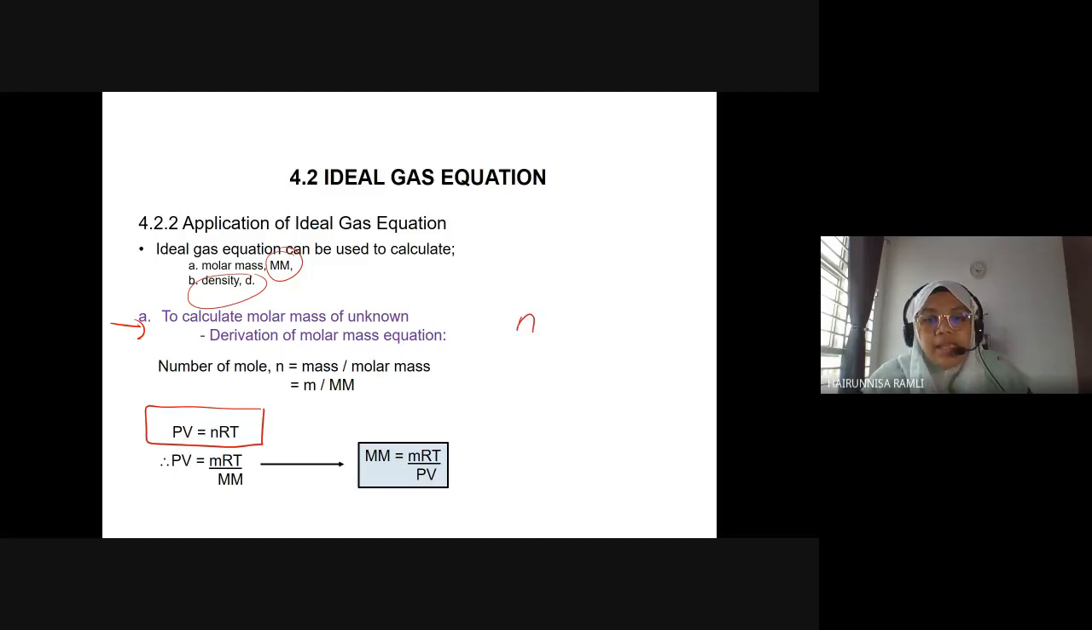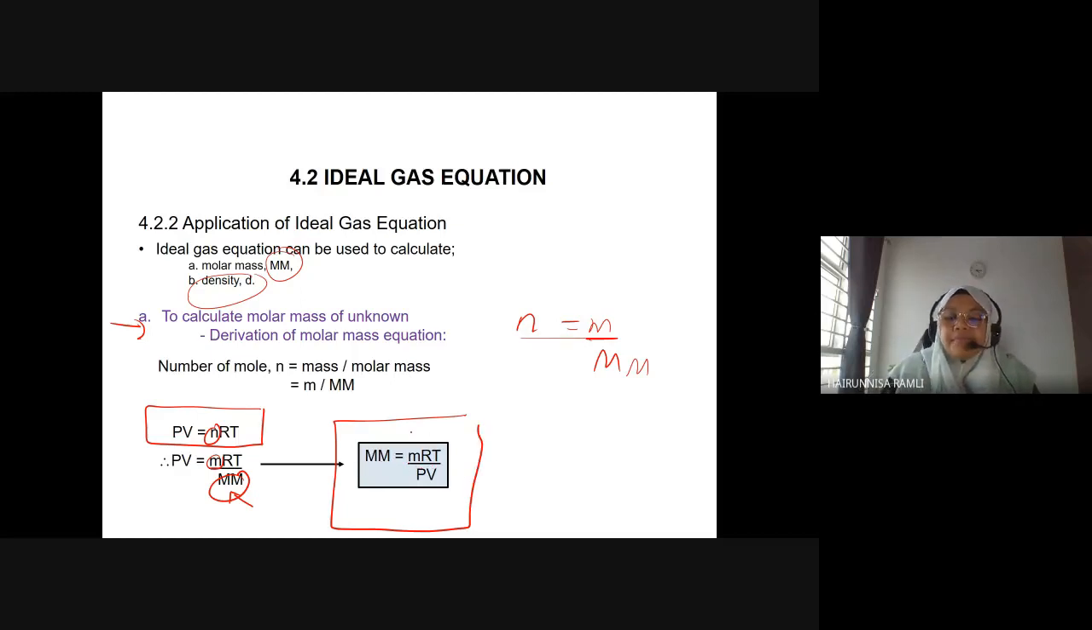Remember, so N is equals to mass over molar mass kan. So this N, kita tambah M molar mass. Okay, so daripada sini, actually you can calculate for molar mass. So basically, kita derive je lah daripada PV and RT tu. So then that's why you can get MM molar mass is equals to MRT over PV.